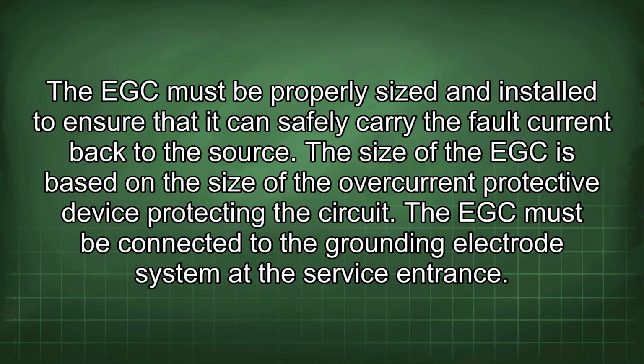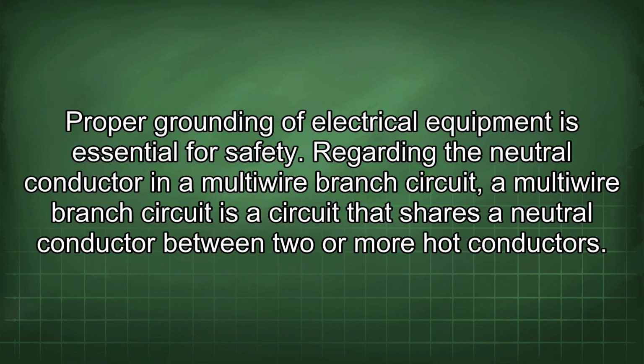The EGC must be properly sized and installed to ensure that it can safely carry the fault current back to the source. The size of the EGC is based on the size of the overcurrent protective device protecting the circuit. The EGC must be connected to the grounding electrode system at the service entrance. Proper grounding of electrical equipment is essential for safety.